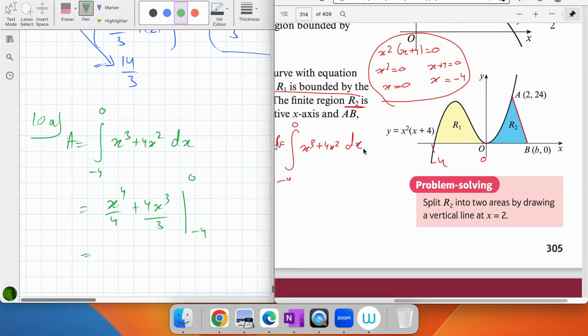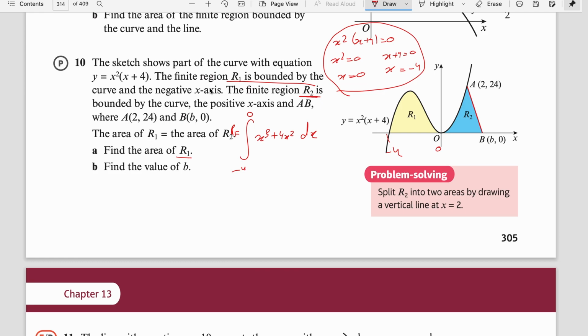And for the second part, the finite region R1 is bounded by the curve and the negative x-axis. The finite region R2 is bounded by the curve, the positive x-axis, and AB, where A is x 2, y is 24. So we know this point, that is x 2. B is xB, y 0. Find. Okay, this is the statement. The areas of R1 and R2 are equal.